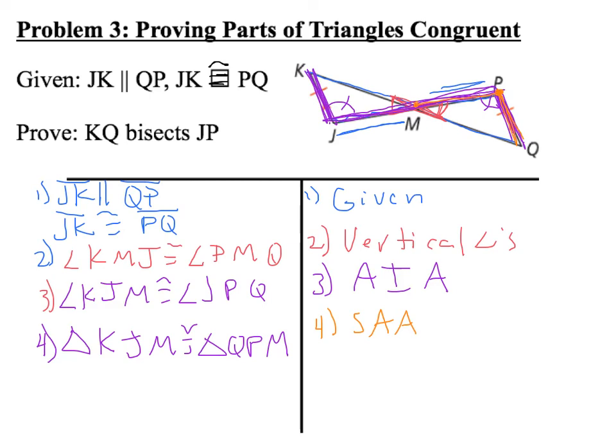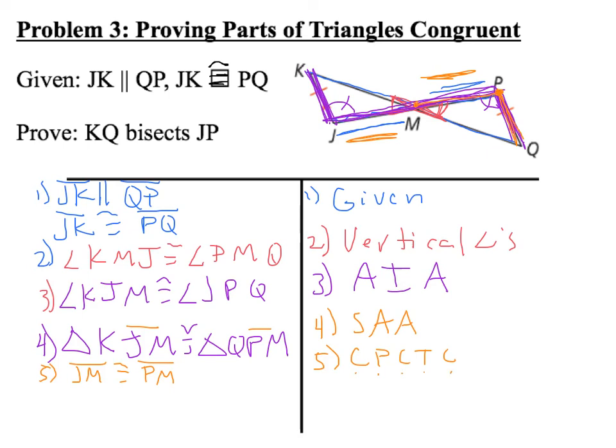Now remember when I said bisects, I had to first say that these two lines are congruent. And since I know those triangles are congruent, I can state that the lines are congruent. So I can say JM is congruent to PM. And again, that's the same as in my corresponding parts in my congruence statement. And the reason why is CPCTC, corresponding parts of congruent triangles are congruent.